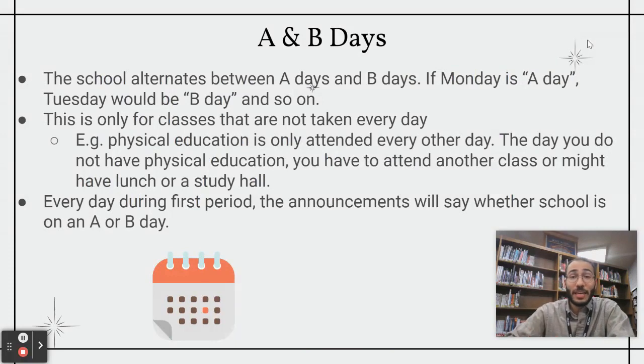Alrighty, A and B days. So the school days alternate between an A and B day schedule. So if Monday is an A day, Tuesday would be a B day, Wednesday would be an A day again, and it would keep going back and forth. This is only for classes that are not taken every day. So, for example, physical education is only attended every other day.